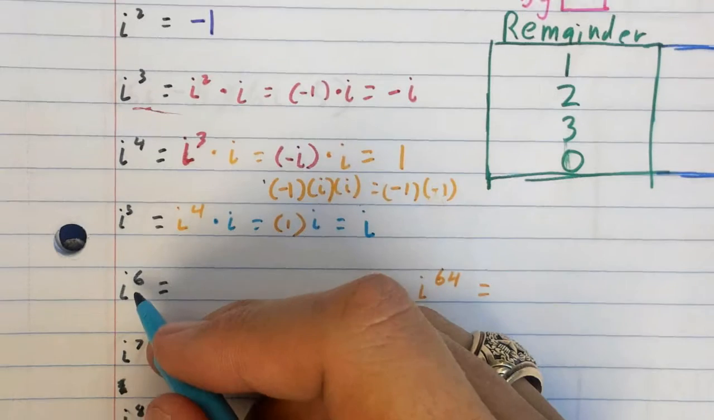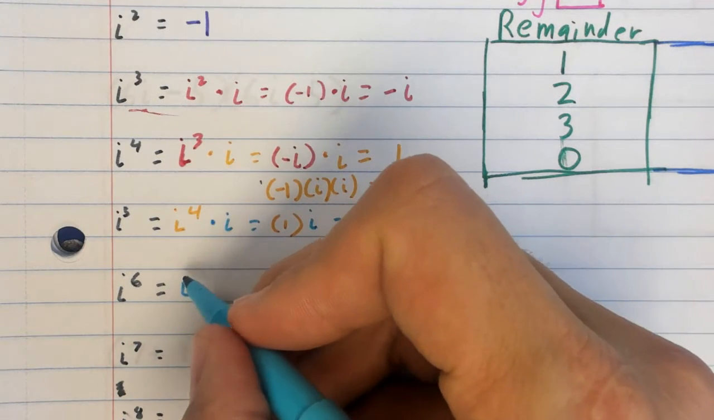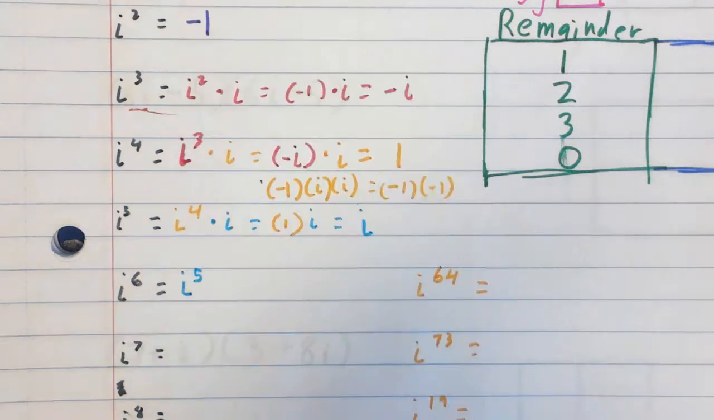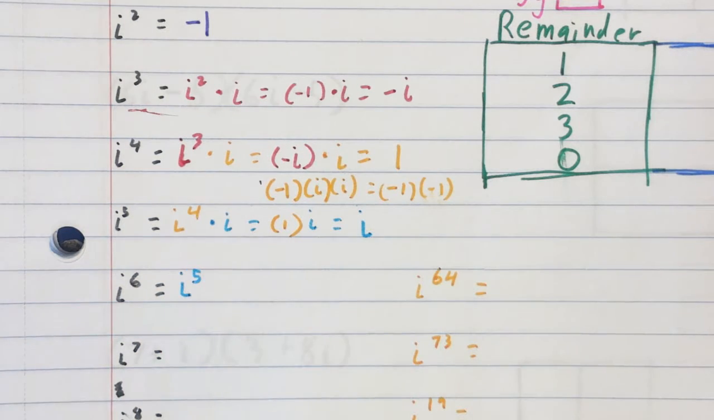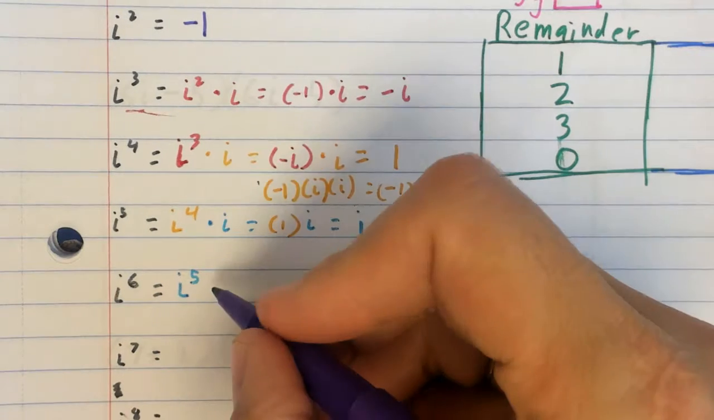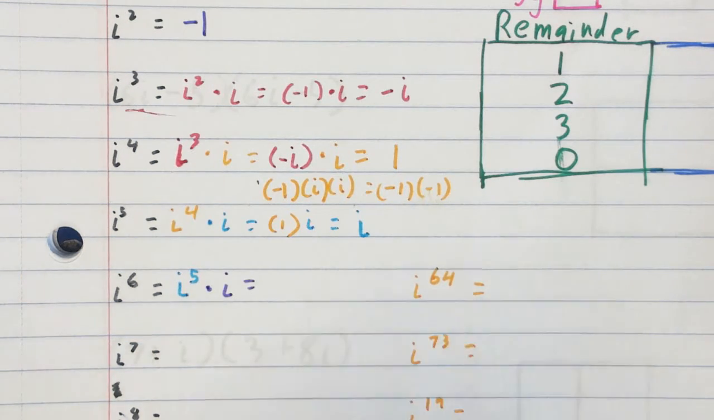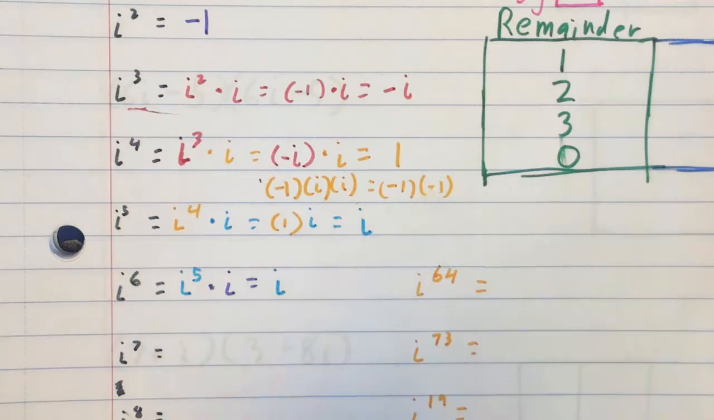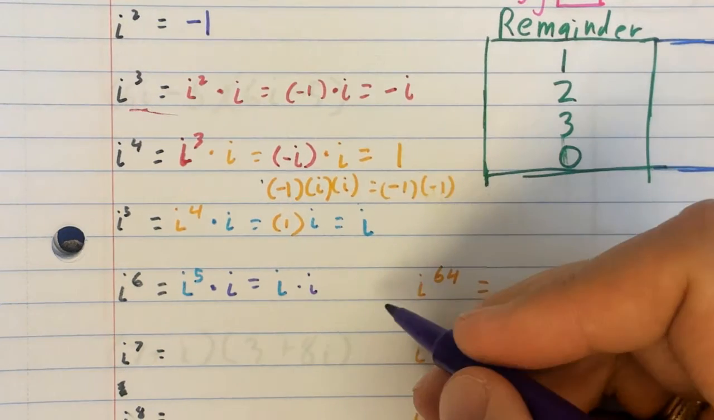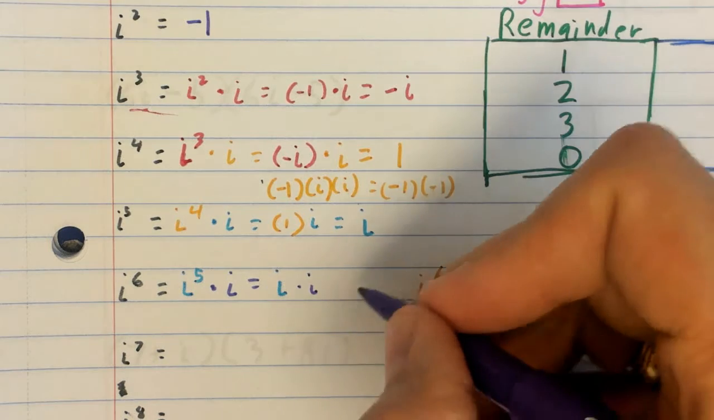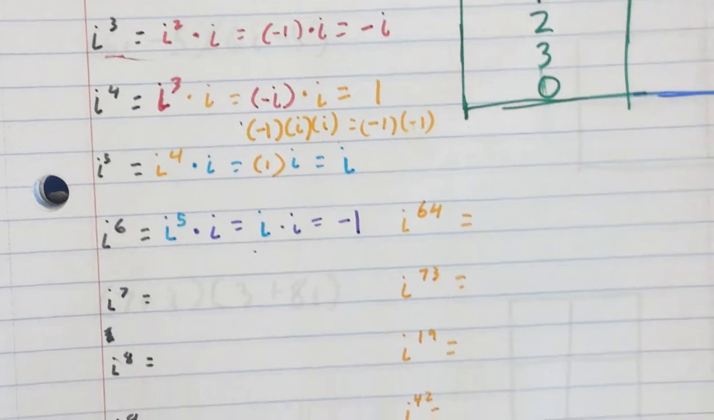Now, I to the sixth. We can break that up and say I to the sixth is the same as I to the fifth times I, and I to the fifth is the same as I, and we get I times I. I times I is the same as I squared, which is -1.